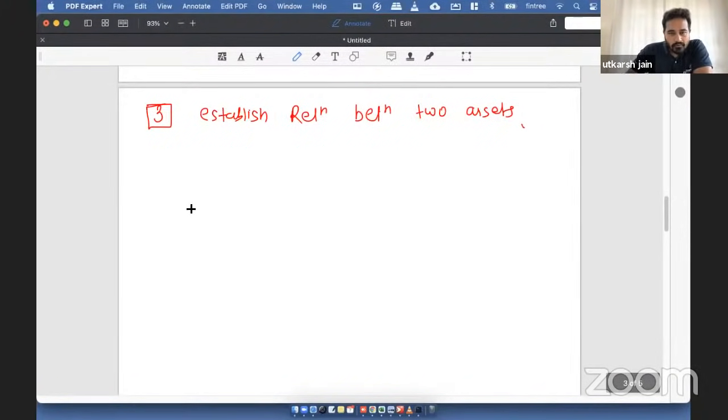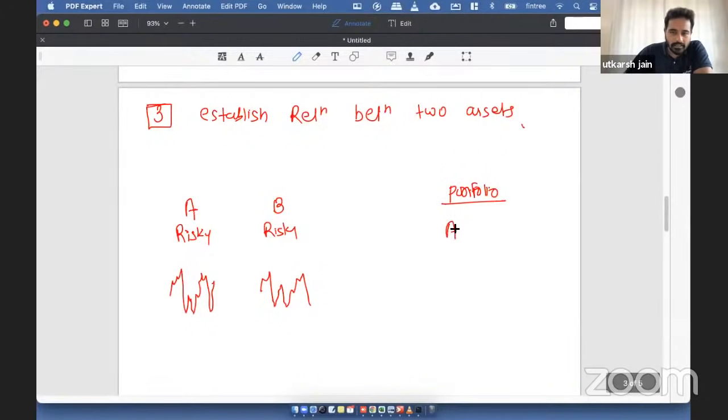Let's say we have two stocks, stock A and stock B. Stock A is an extremely risky stock, highly volatile, very, very volatile. And stock B is also a risky stock, a very risky asset. It is also highly volatile. What I decide to do is build a portfolio where I combine stock A and stock B together.